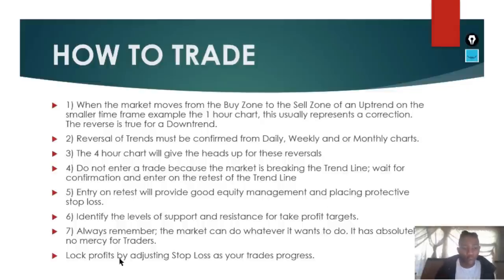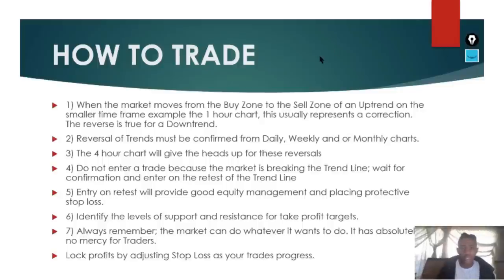So now you lock your profits by adjusting the stop loss as your trades progress. So when it moves more, gives you like 30 pips, you can adjust your stop loss, which gives you more room. Just always know what your overall target is. Hence, you always win the long game. Your losses are always small, but your profits are always big, right?